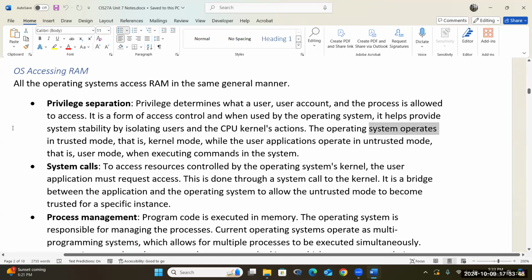So your system operates in a trusted mode, right? Which is the kernel mode. And then your user application, which is what you have control over, is in the untrusted mode. Now, you do have malware and other things that are impacting at the system mode, right?